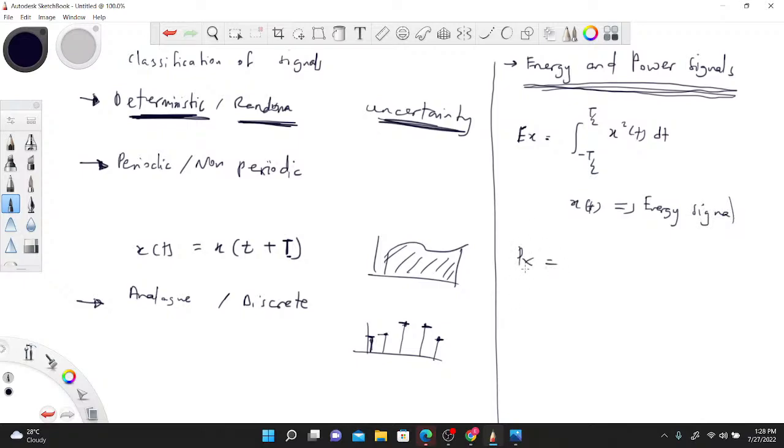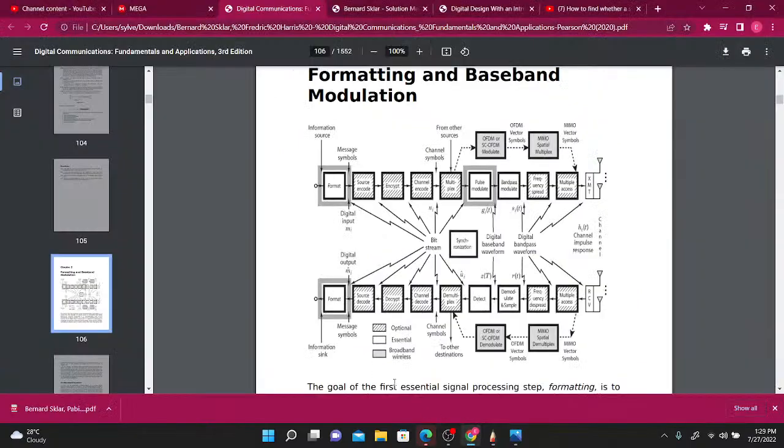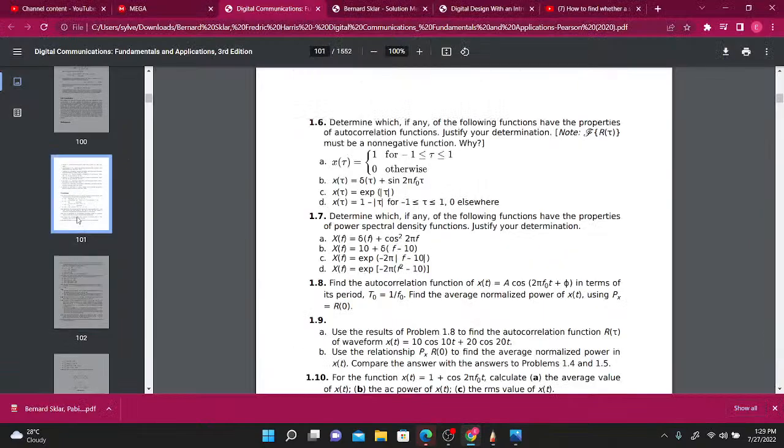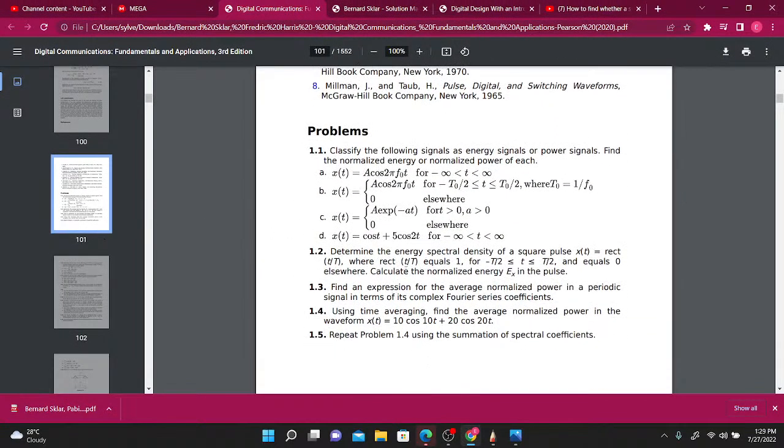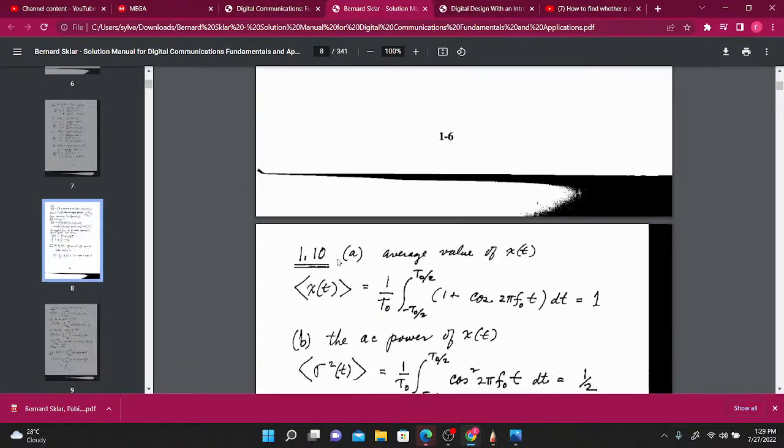Now the power, we know that power is energy over time. So I'll just multiply this by 1 over the period, integral from minus T over 2 to T over 2 of x squared of t dt, where x of t is a power signal. Then I should be able to differentiate between what an energy signal is and what a power signal is. That leads us to the first question we have here. The book is here, the solution manual is also here. All right, so let's start.